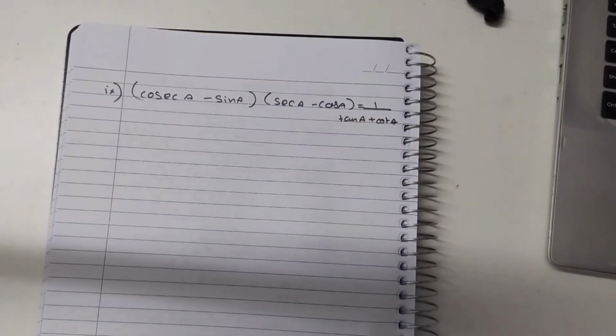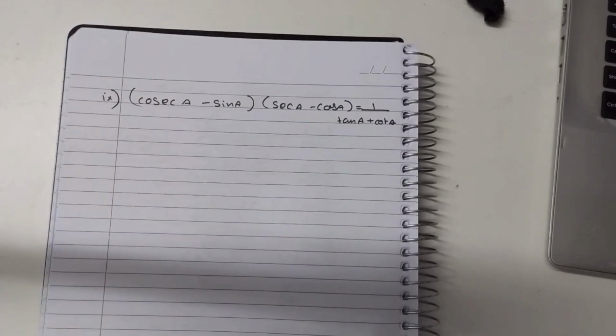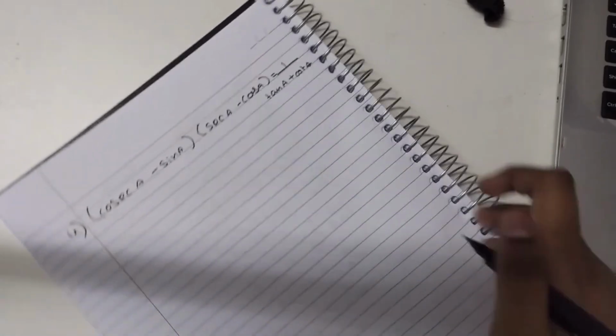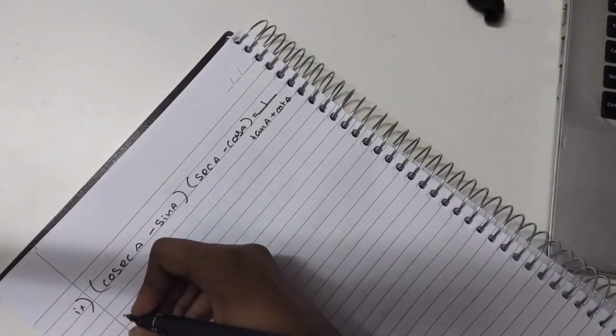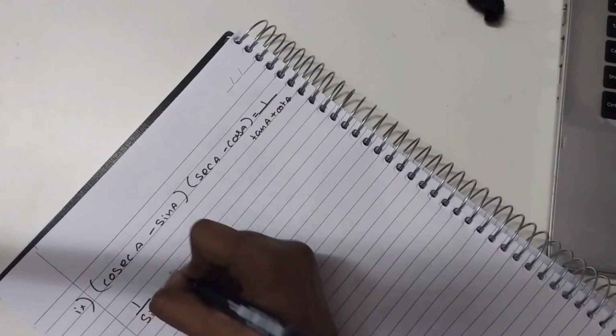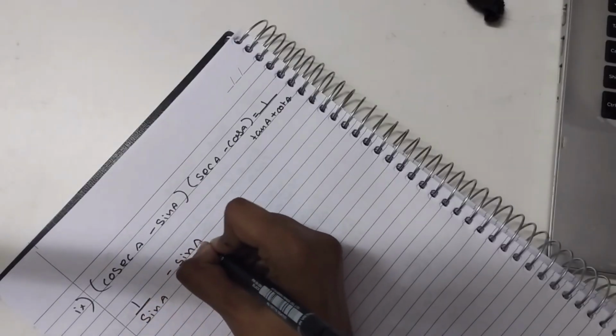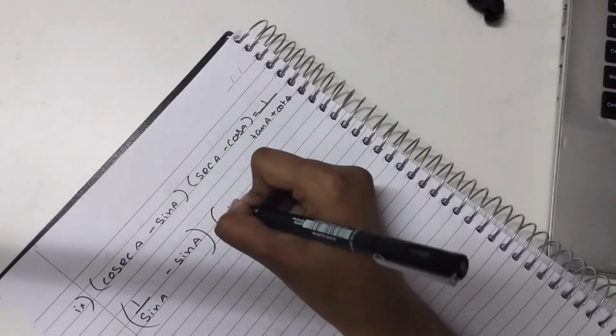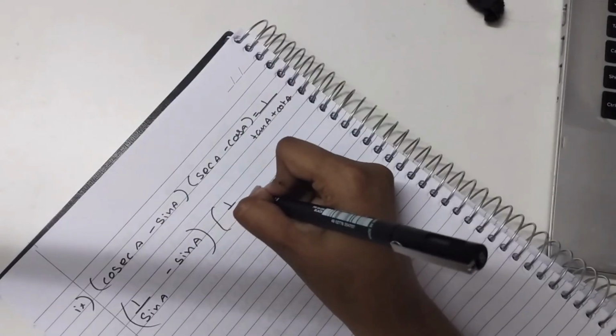In the 9th question, they're asking us to prove cosecant A minus sine A times secant A minus cos A is equal to 1 by tan A plus cot A. And they're also telling us to simplify both the right-hand side and the left-hand side separately. So first, taking the left-hand side. Cosecant A is the reciprocal of sine A, so 1 by sine A minus sine A, times secant A, which is the reciprocal of cos A, minus cos A.